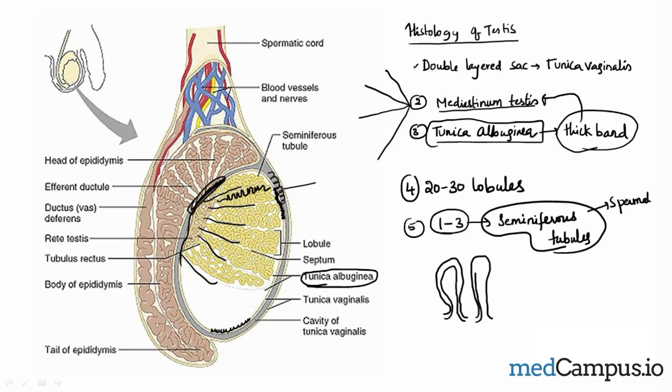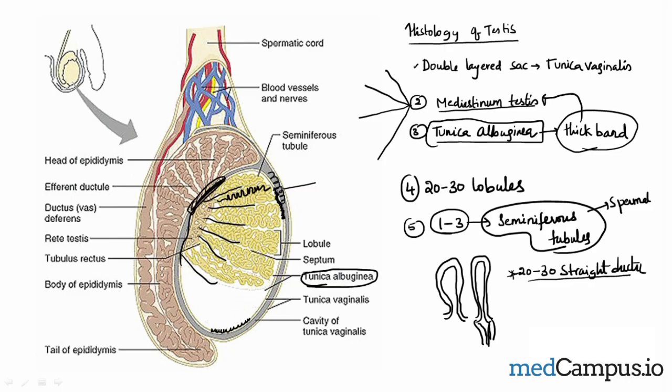So each seminiferous tubule, at the end, each loop unites to form a single duct. All the seminiferous tubules unite with each other, and they form approximately 20 to 30 straight ducts. So straight ducts or ductules are the peripheral structure of the seminiferous tubules.